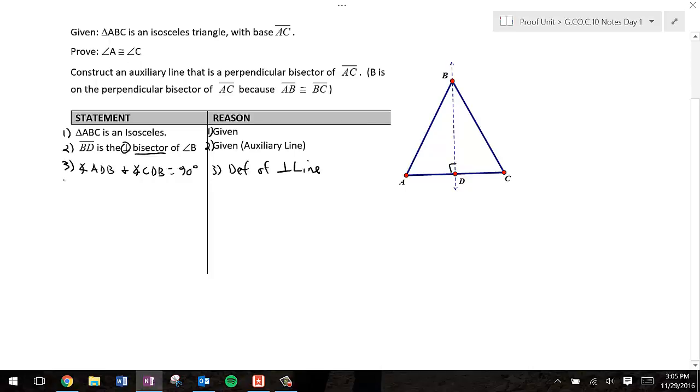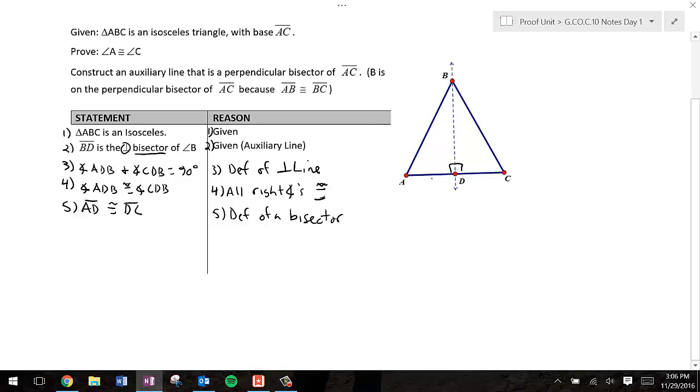Okay, and we could even add one more step and say that angle ADB is equal to angle CDB, because all right angles are congruent. They're all 90 degrees, so they're all going to be congruent to each other. Okay, so now I've got congruent angles there. We also know that AD is congruent to DC because of this idea of a bisector. We know that that's the definition of a bisector, that AD and DC are going to be congruent to each other.